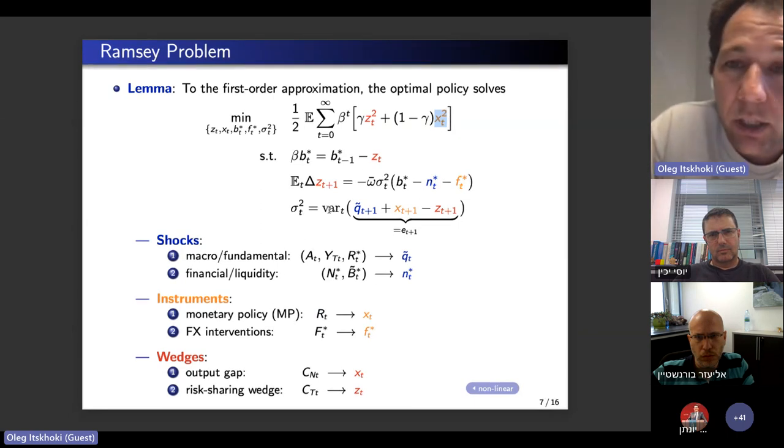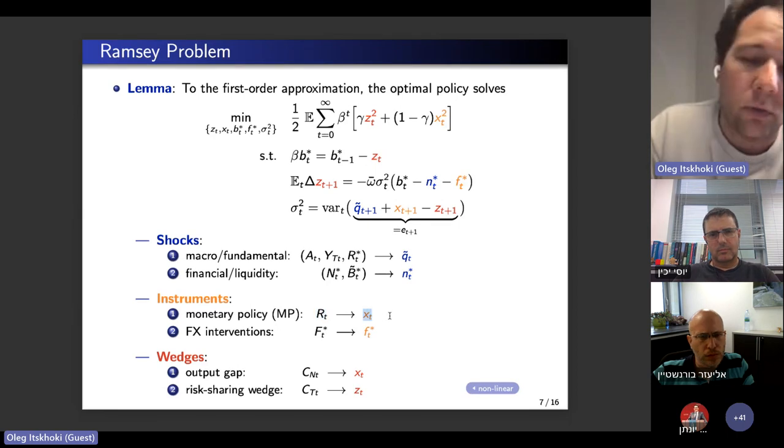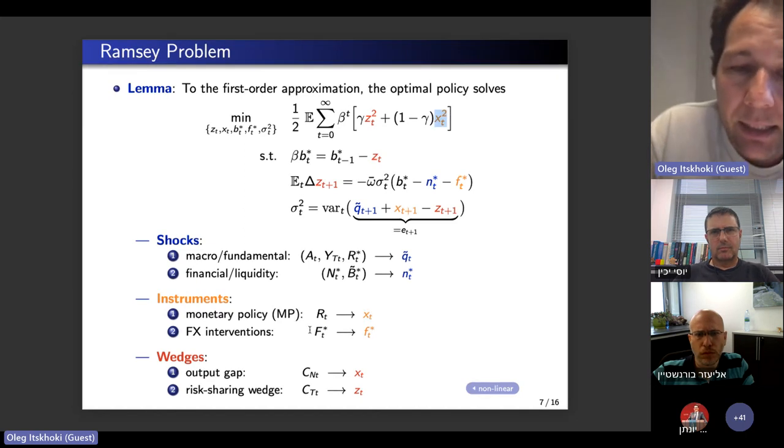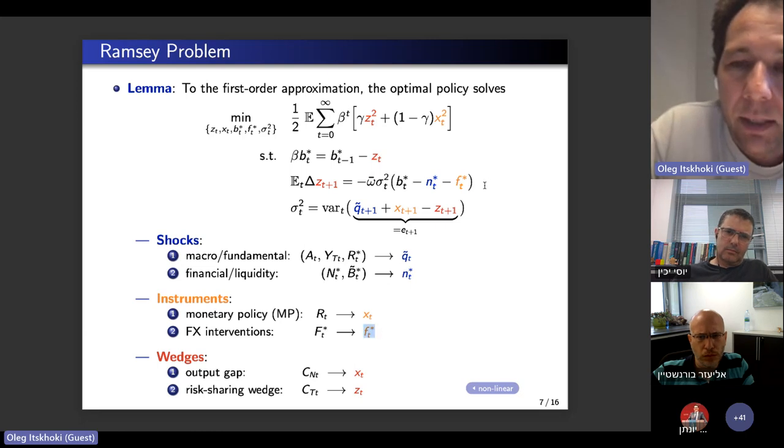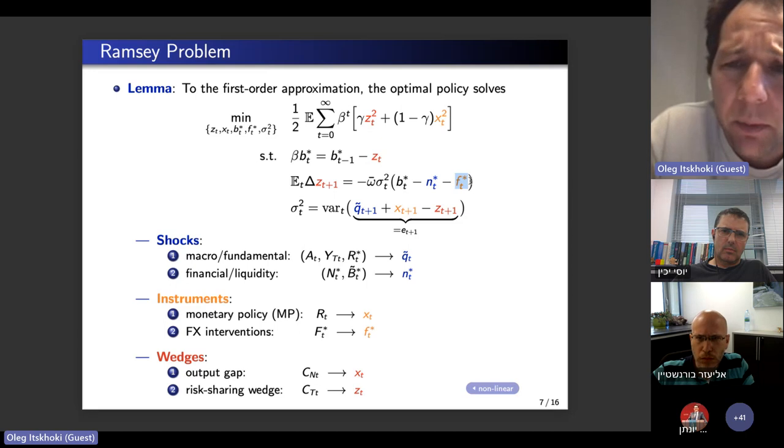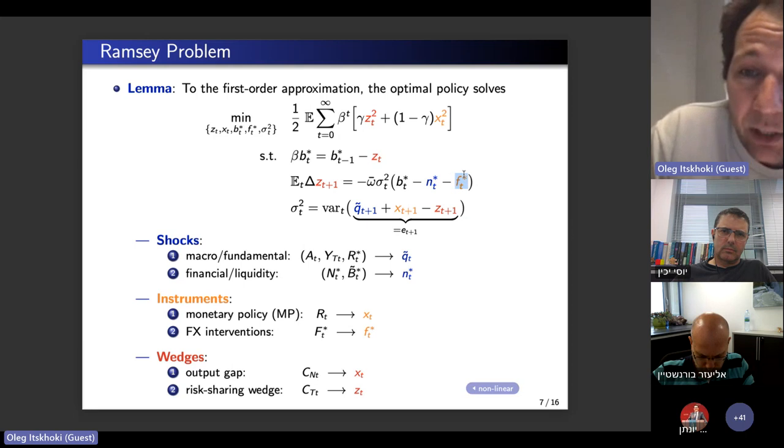As long as it satisfies this condition, there exists a monetary policy in the background that delivers that path of output gap. So we'll optimize directly over X. And there is a second instrument, that's FX interventions, the little f. This is basically FX intervention normalized by GDP or by the tradable component of GDP. So it's little f, and it's the second instrument.